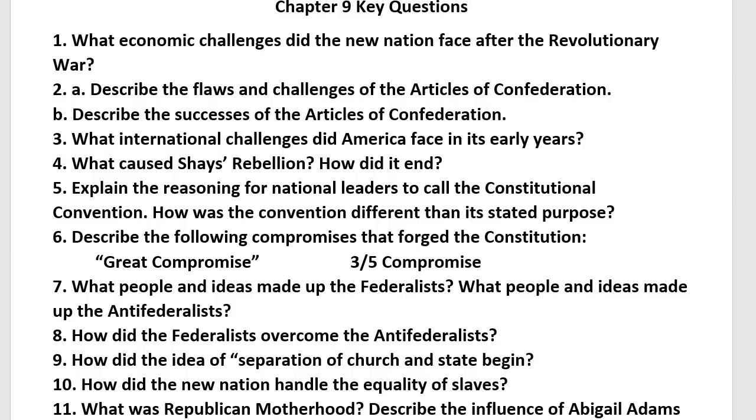This convinced a couple states, along with the promise of the Bill of Rights, to vote yes on the Constitution and create a new country. Number 9, how did the idea of separation of church and state begin?